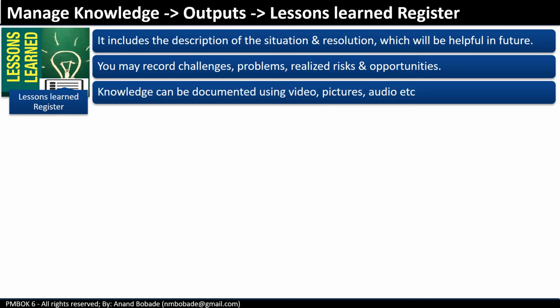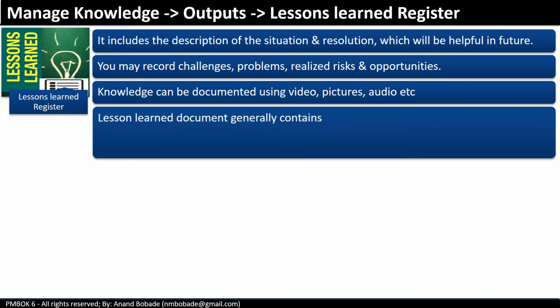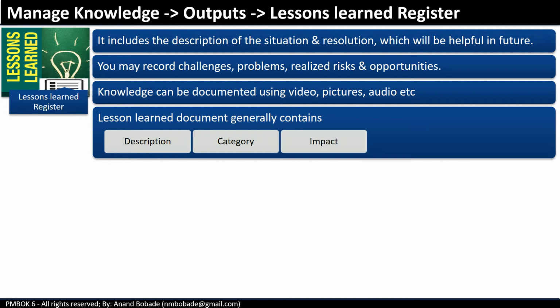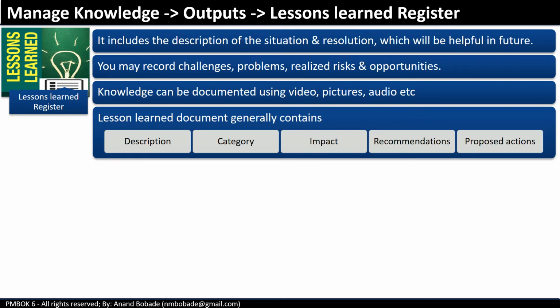Generally, it is textual information documented in a Word file and added to the project management information system. But with advancement in knowledge sharing and knowledge management platforms, it can be captured as videos, which may be video blogs, pictures, audio clips, etc. A lesson learned document generally contains a description of the lesson, and a category, like whether it belongs to technical, business, or vendor related. It also covers how it is going to impact the project or organization, recommendations, proposed actions, etc.